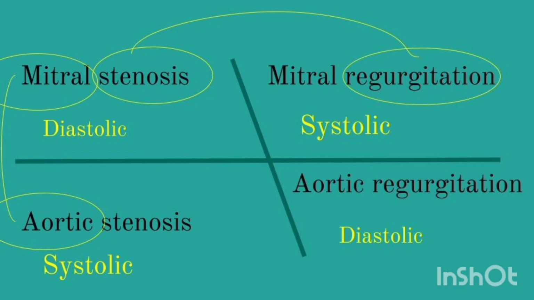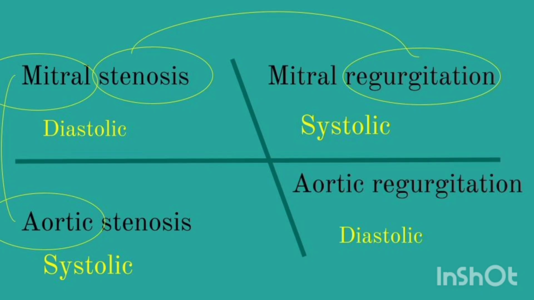Now, the valve pathology and the type of murmur. What is what? So remember this: mitral stenosis has diastolic murmur. MS has MD, like the post-graduation degrees. MS, MD. Mitral stenosis has mid diastolic murmur. For now, just remember diastolic.